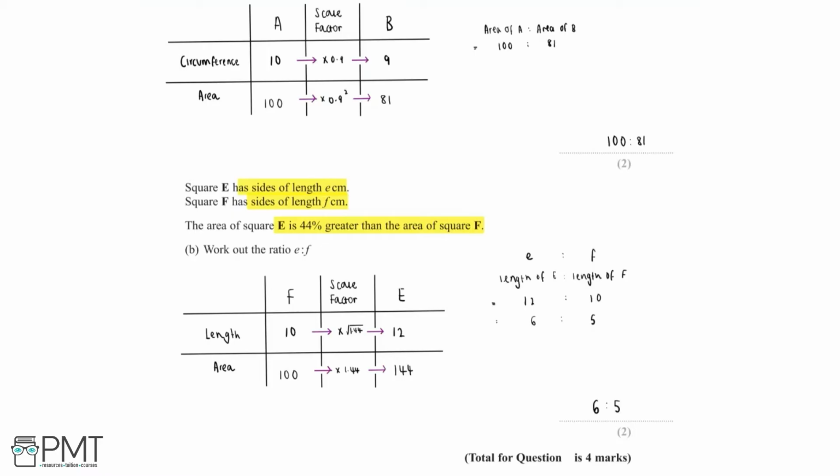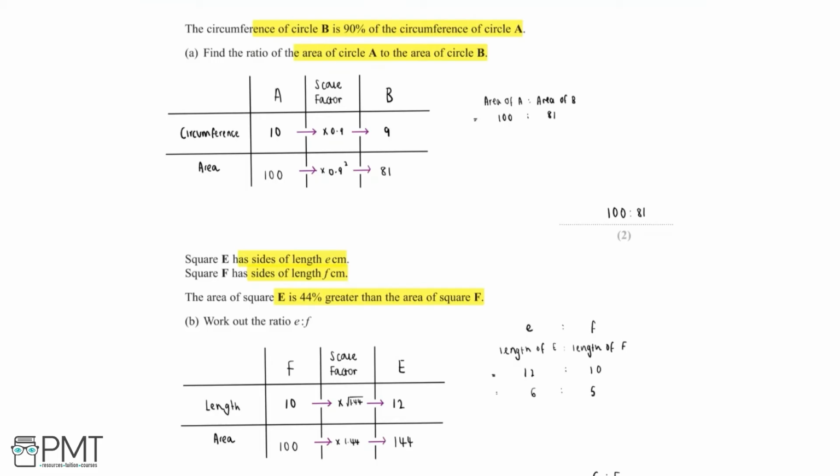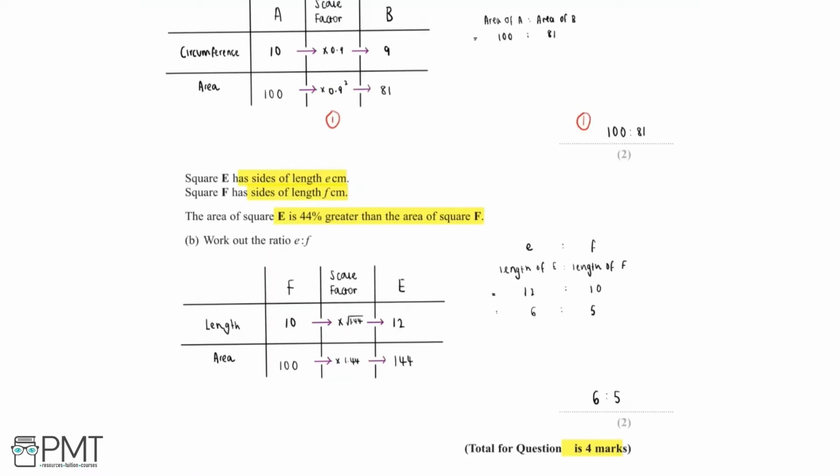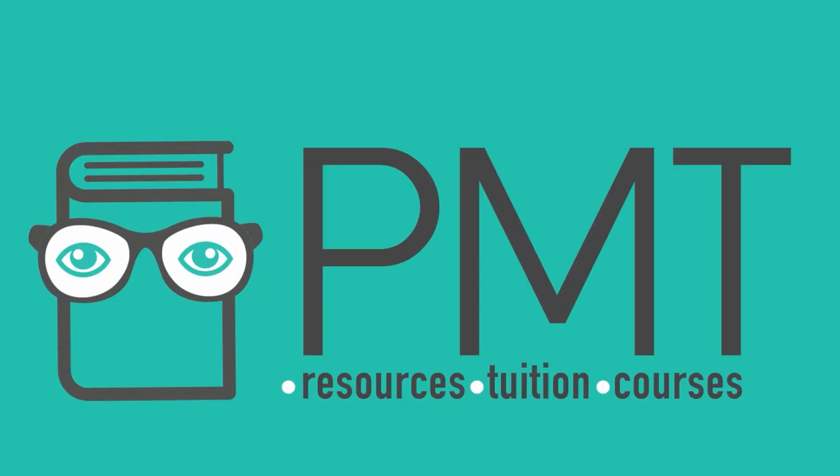Now this question is worth 4 marks. We get the first mark in part A for finding that the scale factor of the area would be 0.9 squared. And we get the second mark in part A for getting the correct ratio of 100 to 81. In part B, we get the third mark for finding that the scale factor of the length would be the square root of 1.44. And we get the fourth and final mark in part B for getting the correct answer that the ratio E to F is equal to 6 to 5. And so we've now achieved the full 4 marks needed in this question.